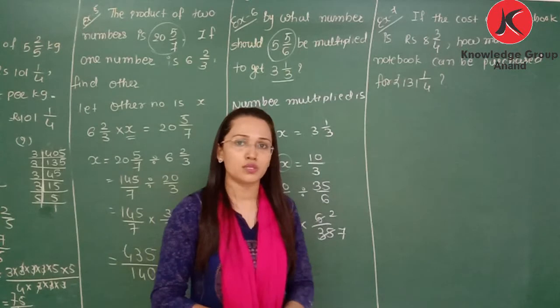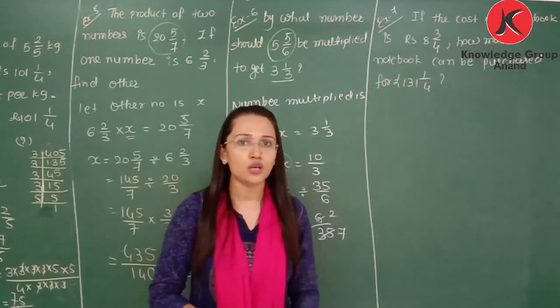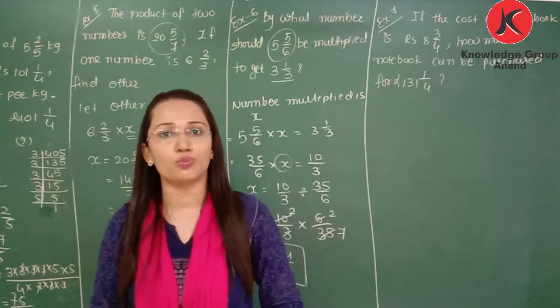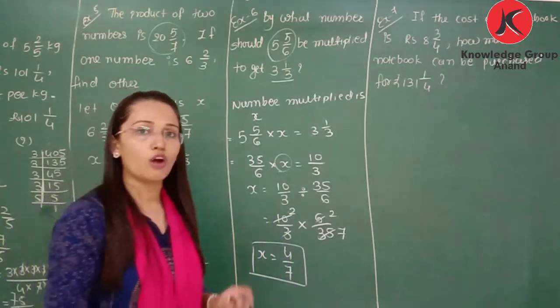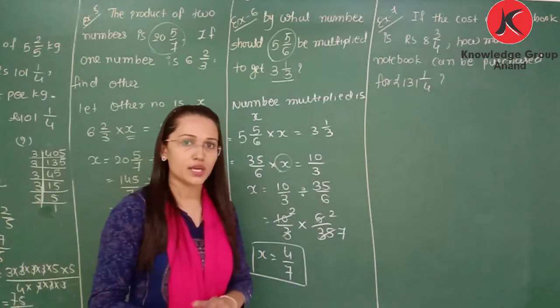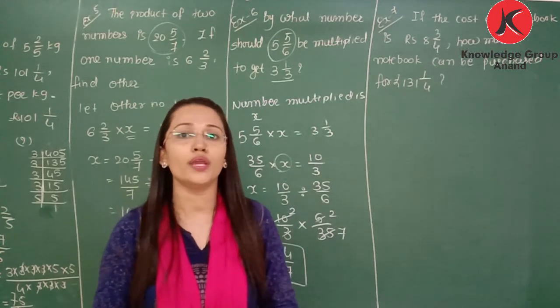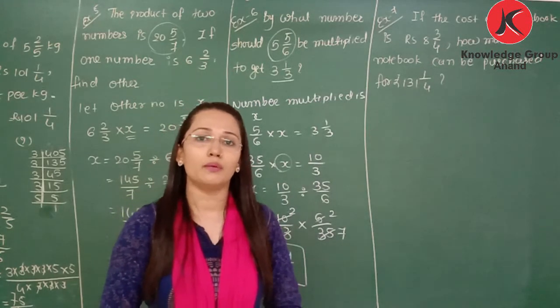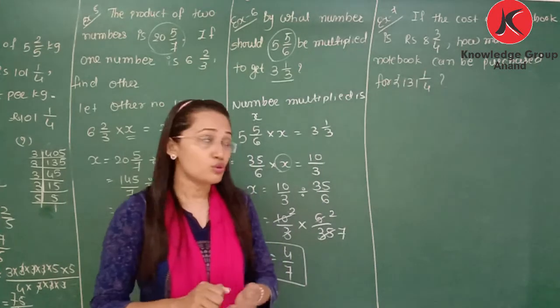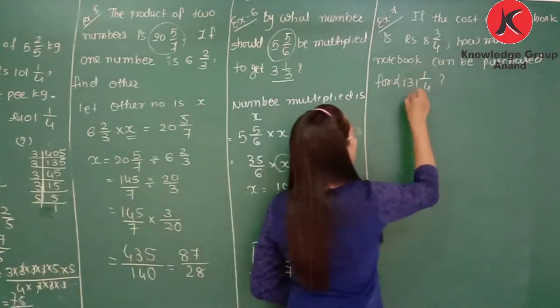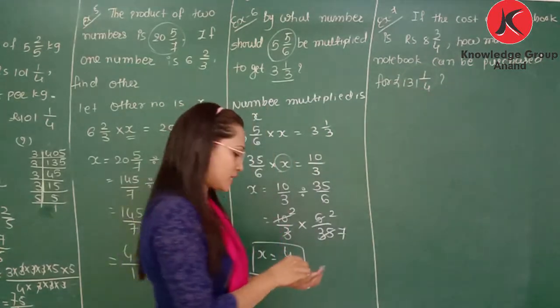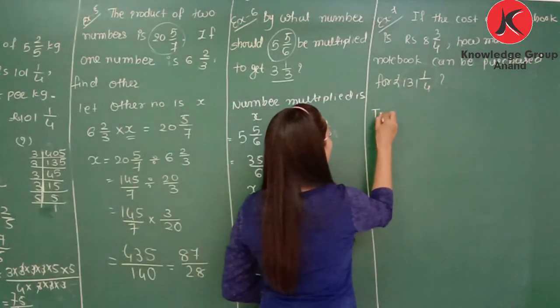Again, take one more simple example. If the cost of one pen is 2 rupees and we have 10 rupees, how many pens can we buy? We can buy 5 pens. So the same way we can find it if the number is given in a fraction. Okay, so let's find the total rupees in a simple form.